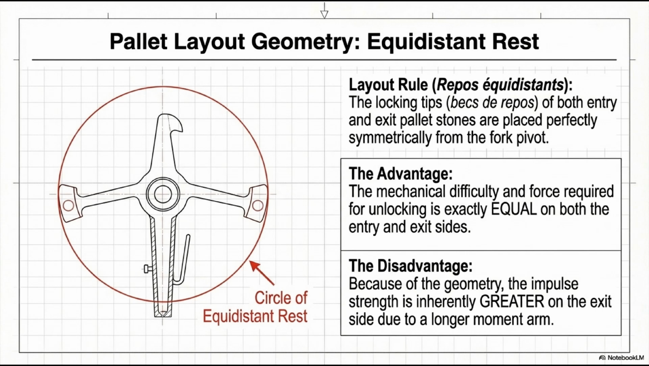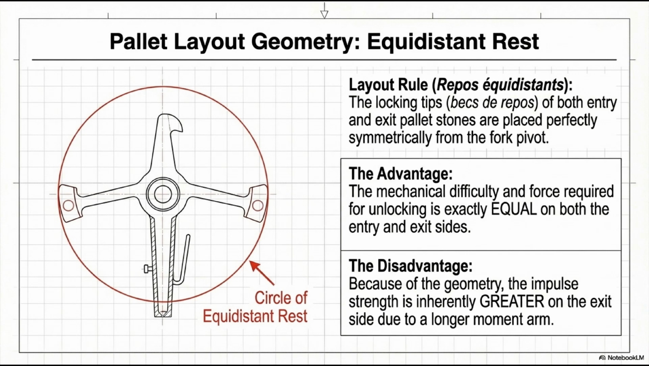To verify, draw a circle centered on the fork pivot. If it passes exactly through both locking tips simultaneously, you have equidistant rest. The red circle on this slide illustrates exactly that. The consequence of this symmetry, the moment arm for the unlocking force, is identical on both entry and exit sides. The hairspring must push against the same angular resistance to unlock either pallet stone. Unlocking difficulty is perfectly equal on both sides.